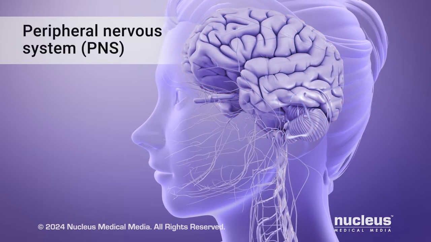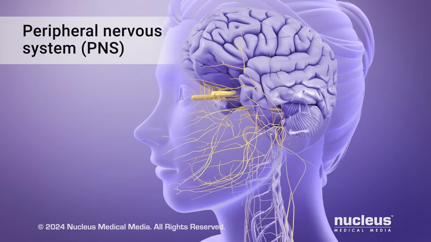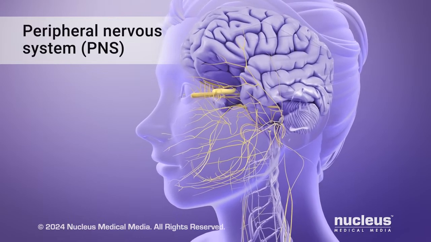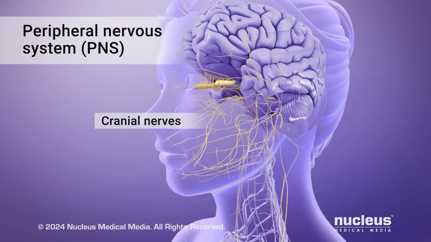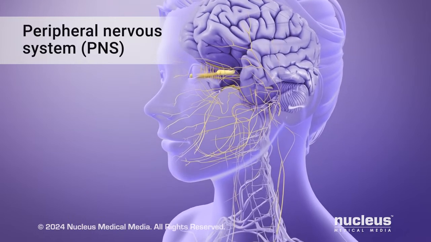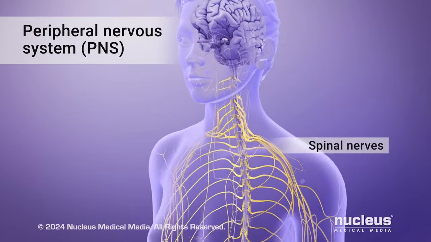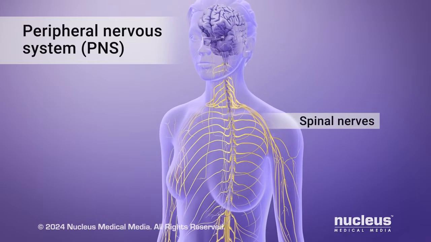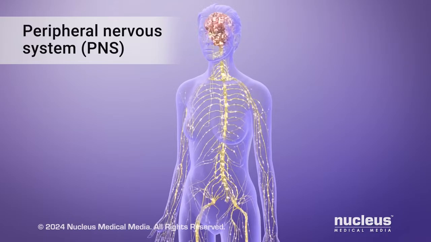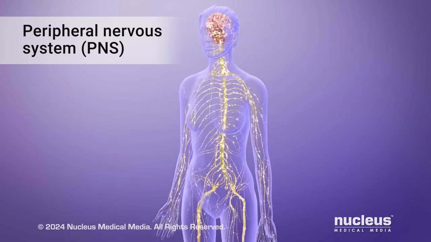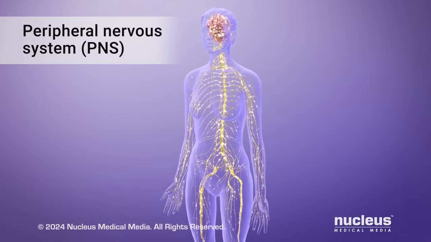and the peripheral nervous system, or PNS, made up of a special class of 12 paired nerves that branch off of your brain and brain stem, called cranial nerves, to supply areas of your head, face, and neck, and paired spinal nerves that branch off your spinal cord to supply the rest of your body. Your peripheral nerves, including your cranial nerves, carry signals or impulses to and from your brain and spinal cord.